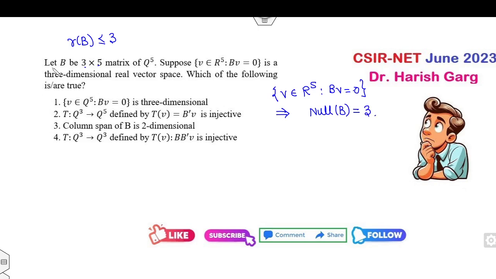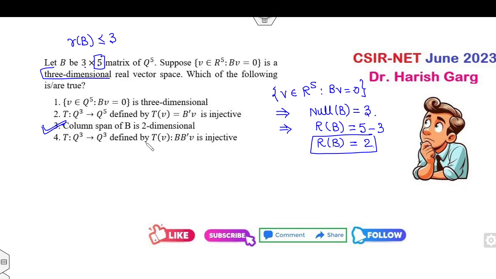Fine. Because it is given that it's a 3 dimension. So if nullity of the B is 3, can you find the rank of the B? Number of the column vectors minus nullity. Rank is my 2. Then if the rank of the matrix B is my 2, what does it mean? Column span is my 2 dimension.